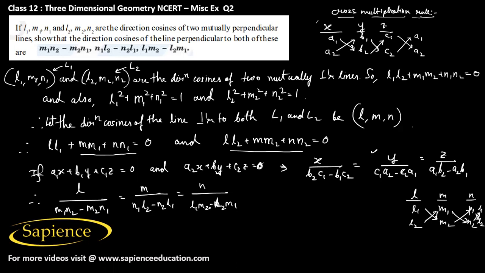So suppose we take this M1N2 minus M2N1.